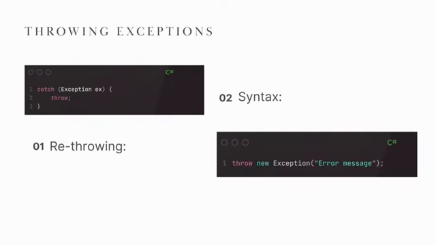Throwing exceptions. We can manually throw exceptions using the throw keyword. This is useful when we need to indicate an error in custom logic. For example, if a required parameter is null, we can throw an ArgumentNullException. But remember, exceptions should only be thrown for exceptional cases and not for normal flow control.